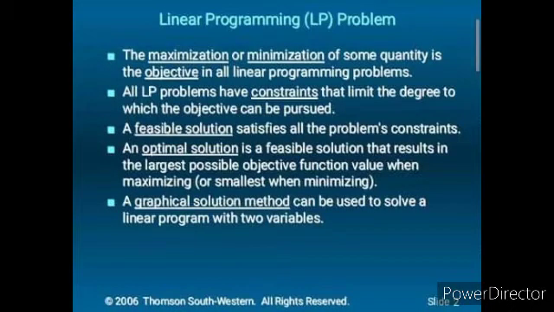The maximization or minimization of some quantity is the objective in all linear programming problems. Minimization linear programming problems are solved in much the same way as the maximization problem. For the standard minimization linear program, the constraints are in the form of ax plus by greater than or equal to c, as opposed to the form of ax plus by less than or equal to c for the standard maximization problem. The objective function should be specified in a quantitative way.